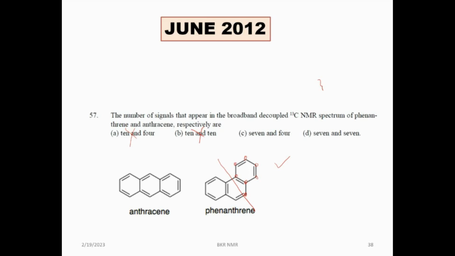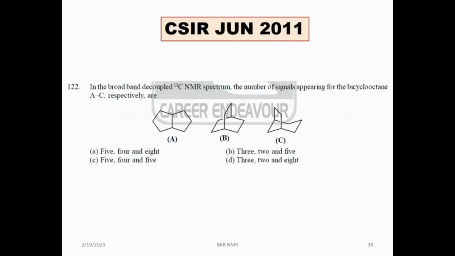Now anthracene, how many planes of symmetry? 2. So I can cut the molecule like this or like this, and I have to find the number of carbons in only one quadrant: 1, 2, 3, 4. So 7 and 4 is the answer. So the answer is option C. Very good. Now tell me this. In a broadband C13 NMR spectrum, the number of signals appearing for bicyclooctane A to C respectively.